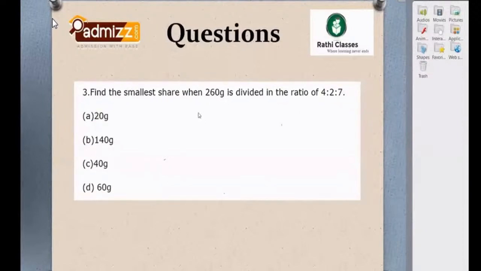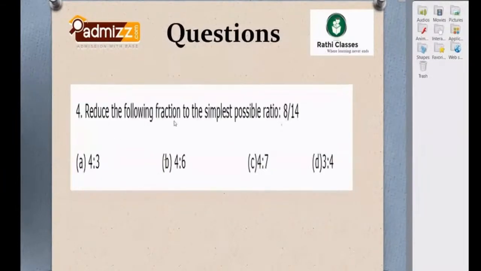Find the smallest share where 260 grams is divided into 6:7. As you can see, the smallest share should be a multiple of 2, as in the options all are multiples of 2. Now we need to solve that. 6 plus 7 is 13. 260 is divisible by 13. So 260 by 13 is nothing but 20. 2 times 20 is 40. So the answer would be C. Moving on to the next problem. Reduce the following fraction to the smallest possible ratio. As you can see, both are multiples of 2. So the answer would be 4:7. So the answer is C. Next question.